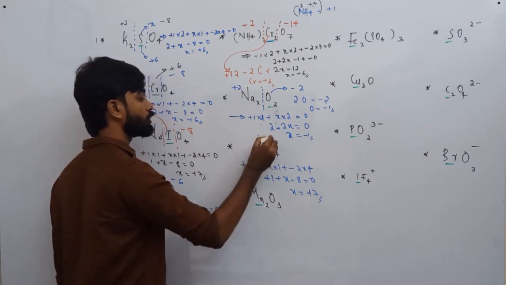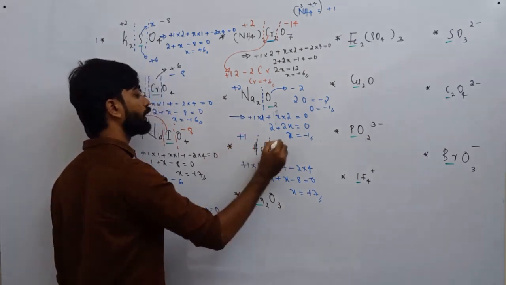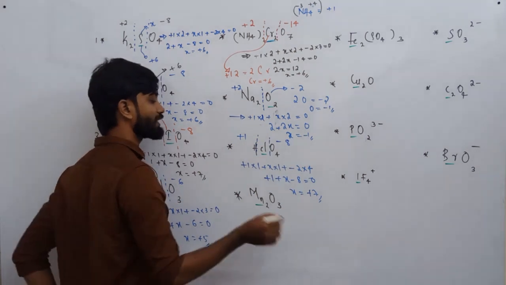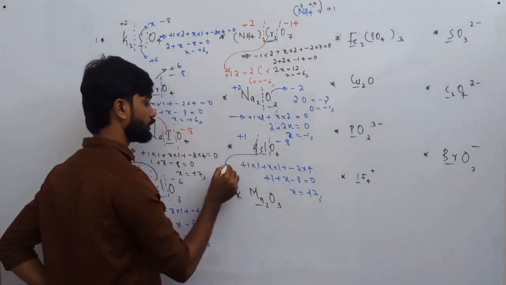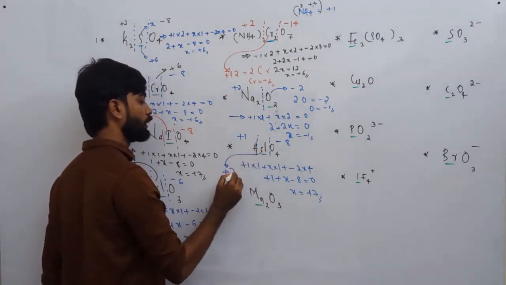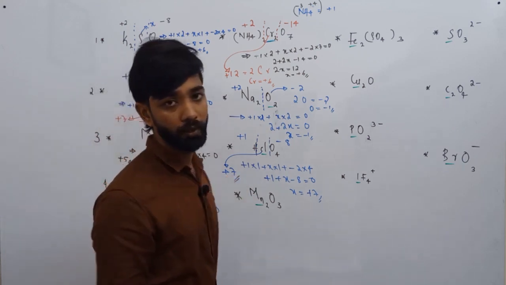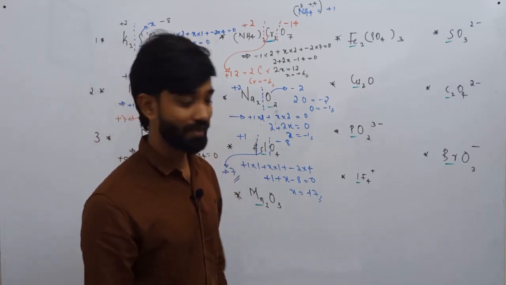Or by splitting this into 2, this part is plus 1 and this is minus 8. So the excess charge is minus 7, and the excess minus 7 is balanced or made up by your chlorine. So chlorine should offer plus 7.